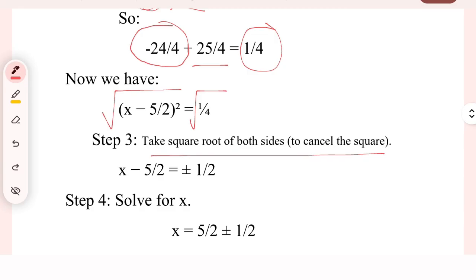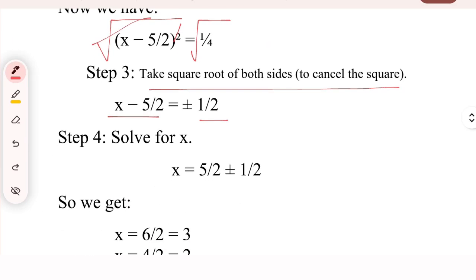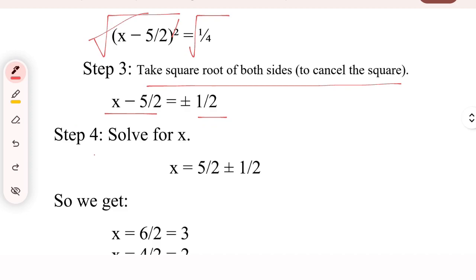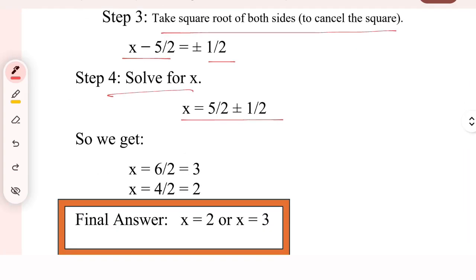So, and what is the square root of? Oh, see, it would become like this. What is left would be x minus 5 over 2, because the square root and the square are cancelled, right? So what is left is x minus 5 over 2. And the other side, the square root of 1/4 is actually plus and minus 1/2, right? And from that, solve for x. X equal to 5 halves plus and minus 1/2. All right.